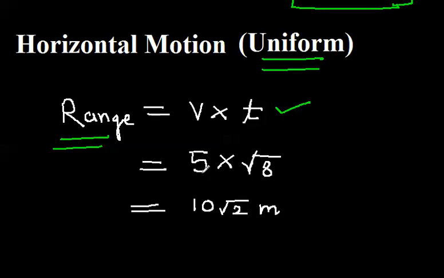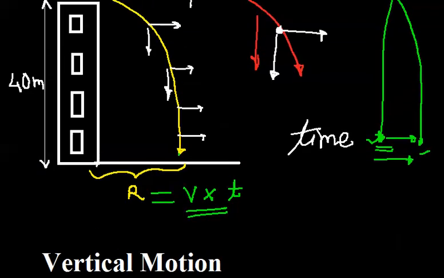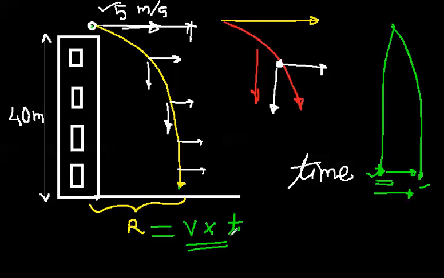The speed is given as 5 meter per second, and the time we have calculated from the vertical motion is root 8. So it comes out to be 10 root 2. So you can calculate this range by this simple formula v into t, where t is calculated from the vertical motion. The final answer comes out to be 10 root 2 meters. So the particle, or the stone, is going to hit the ground at a distance of 10 root 2 meters from the bottom of the building.